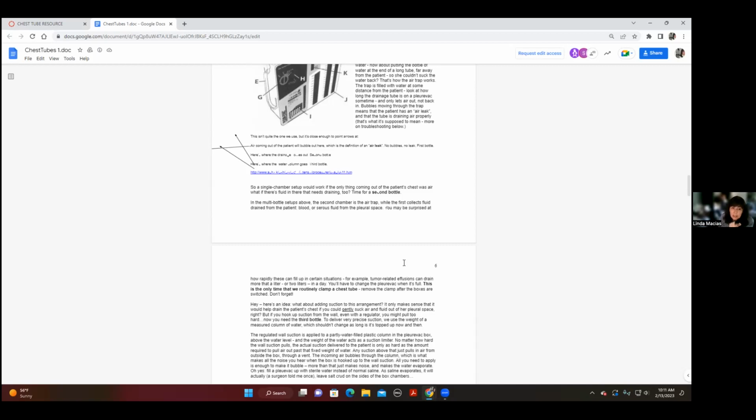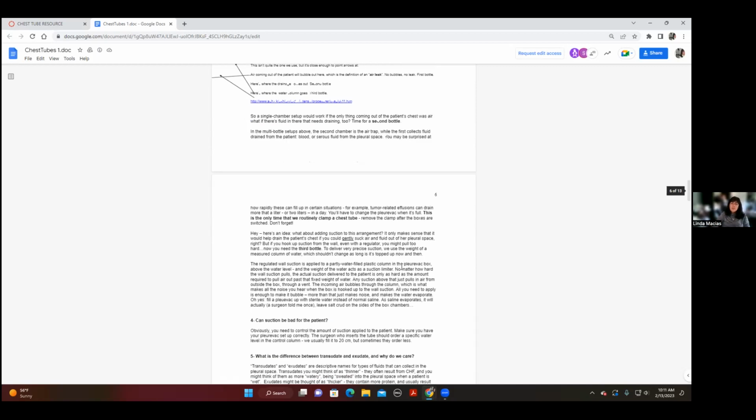It says the regulated wall suction is applied, partly filled. Sometimes it is to low continuous suction. And it says here, no matter how hard the wall suction pulls, the actual suction delivered to the patient is only as hard as the amount required to pull out air past the fixed weight of the water. So that's a mouthful, but it's only going to pull out what is necessary, like if it's going to be fluid or if it's going to be air, that low continuous suction. And that's what the chest tube and the chambers are working for.